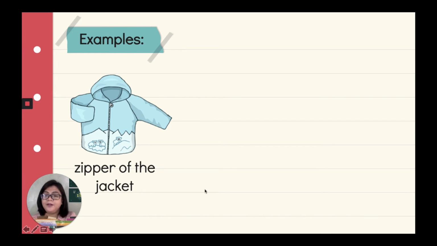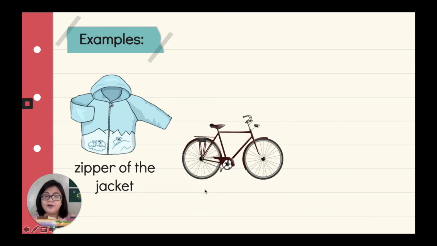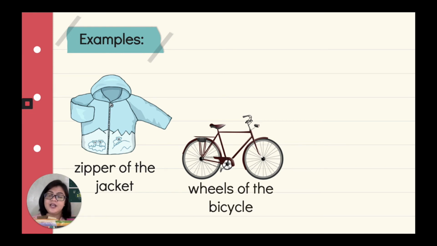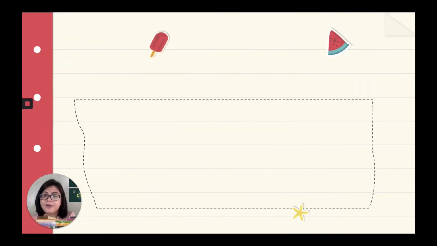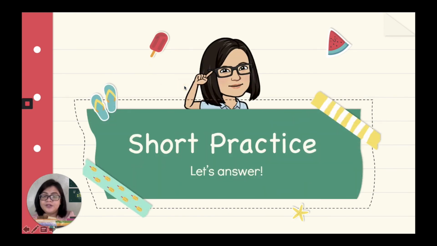For example, you are talking about a bicycle and you're talking about the wheels of the bicycle. So just say wheels of the bicycle. No need to add anything or change anything. So for the hands of the clock, since it's part of the clock and it's a non-living thing, you will just say hands of the clock, nothing else. Okay, so let's practice doing this one. And this one, like what I told you a while ago, is very easy.